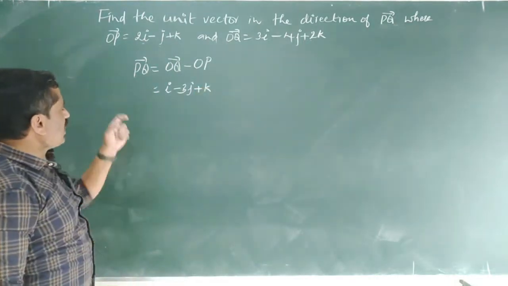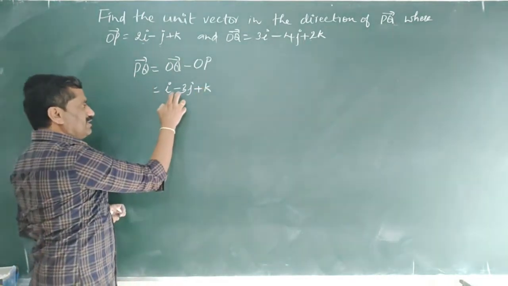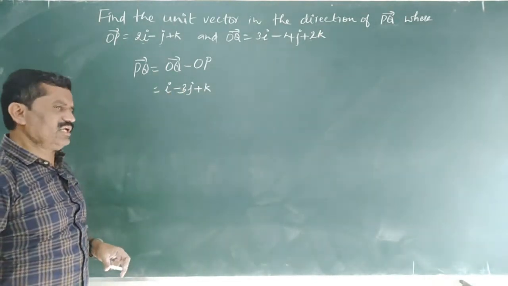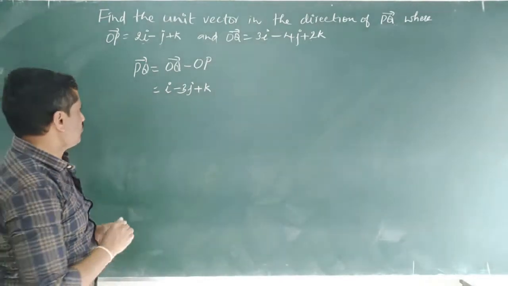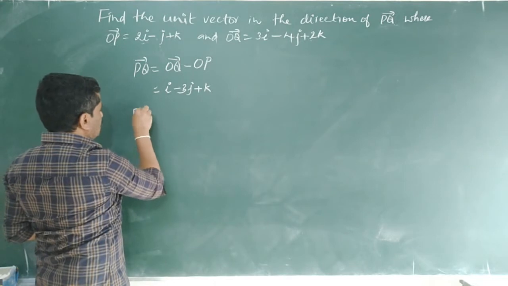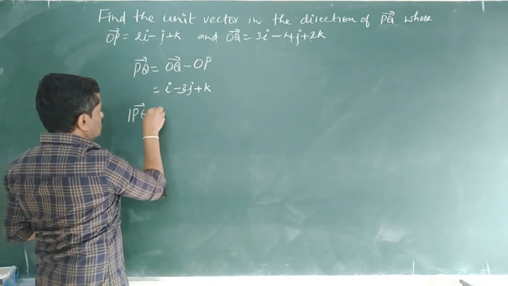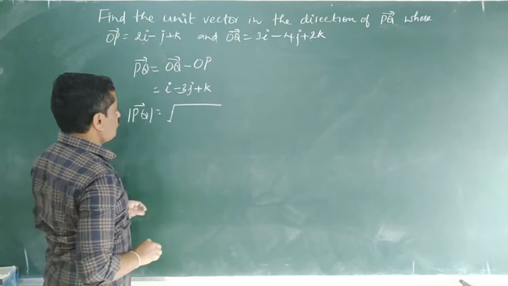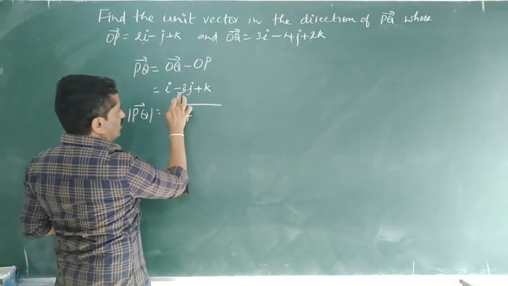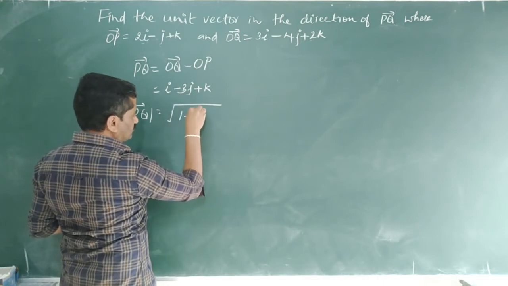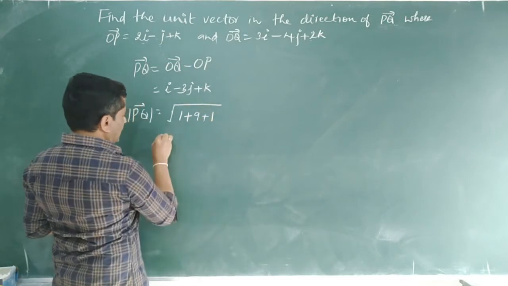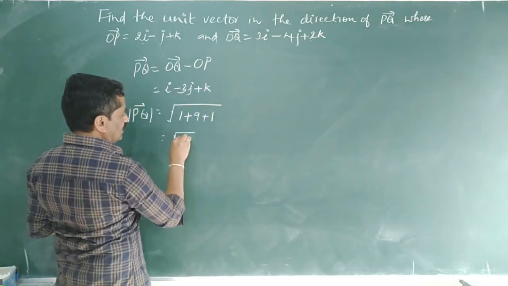Okay, so now we have to find the unit vector in the direction of this vector. We know to find any unit vector we have to find the magnitude of that vector. So therefore again I will find the magnitude of this. So magnitude of PQ bar is equal to square root of, we have x value, that is 1 square 1, plus minus 3 whole square we have 9, again plus 1 square we have 1. Again that is equal to square root of 11.